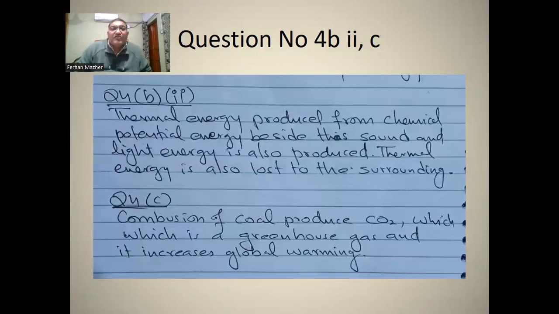So thermal energy is produced from the chemical potential energy. Besides this, sound and light energy is also produced. Light and sound are both wasted. Thermal energy is also lost to the surroundings. Combustion of the coal produces carbon dioxide, which is a greenhouse gas, and it increases global warming.